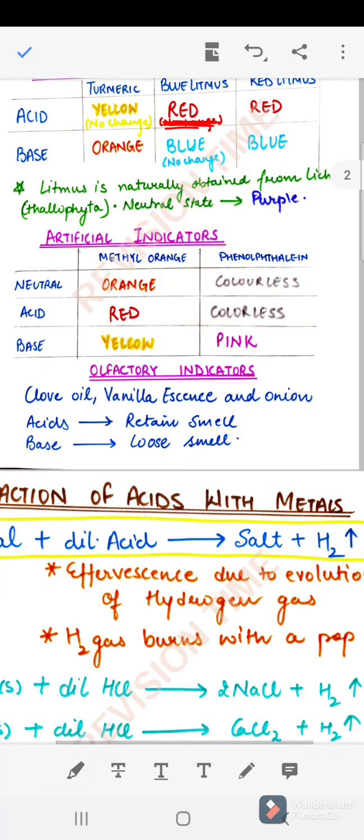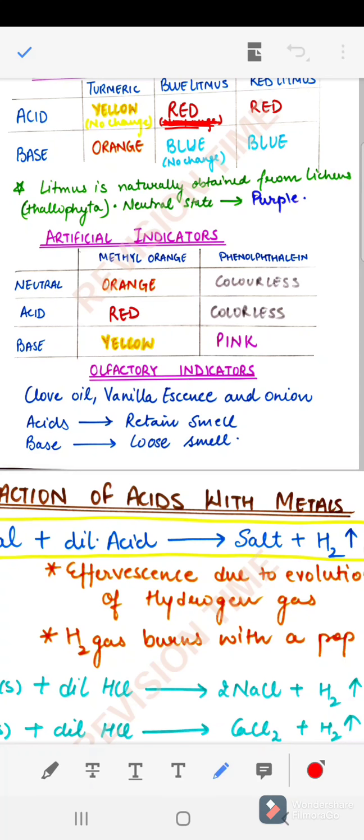Next we have artificial indicators. We have methyl orange and phenolphthalein. In the neutral state, methyl orange is orange and phenolphthalein is colorless. With acids, methyl orange will turn red, and with bases, it will turn yellow. But phenolphthalein will turn pink in color when it comes in contact with a base, but it will remain colorless with acids.